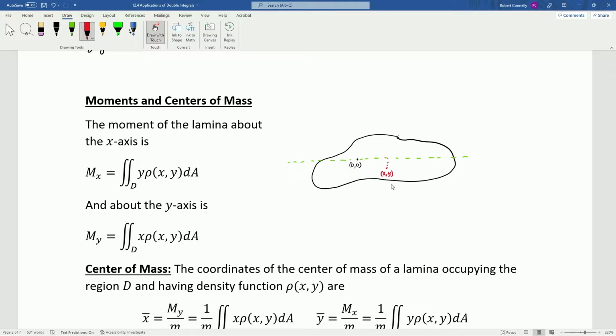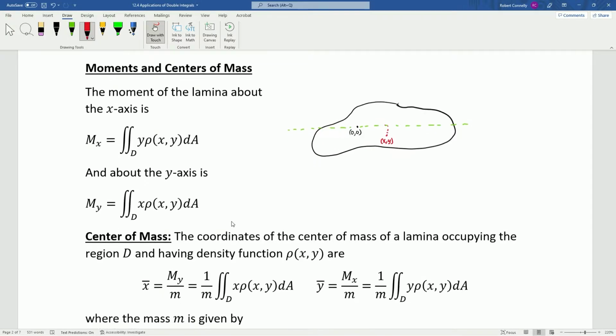So you're essentially saying, how much is this mass being pushed in a specific direction, up away from the x-axis? Similarly, the moment about the y-axis, m sub y, is the double integral of x times the density function with respect to area. The center of mass is given by x bar, the x-coordinate, being the moment about the y-axis divided by the mass of the lamina. Remember, these moments describe the amount that the mass at each point is contributing to weighing this thing in a given direction.